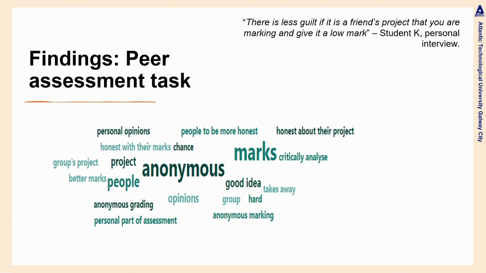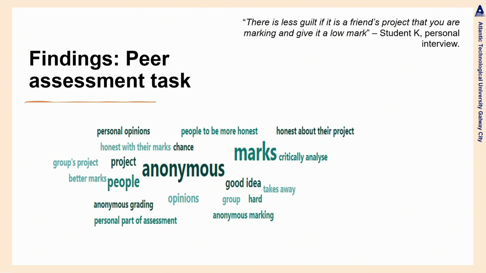You know, there's less guilt if it's a friend's project that you're marking and giving a low mark. This is to do with the anonymity, which is the answer to the question they have there. The anonymous marking was important to them because they felt they could mark it honestly. So that's one thing I think was important to the success of the peer assessment task: the fact that the marking was anonymous.